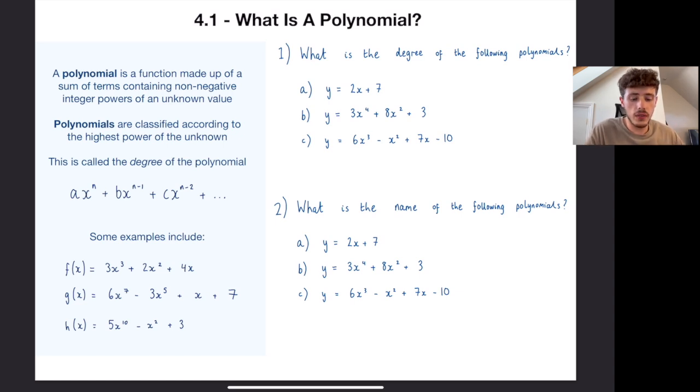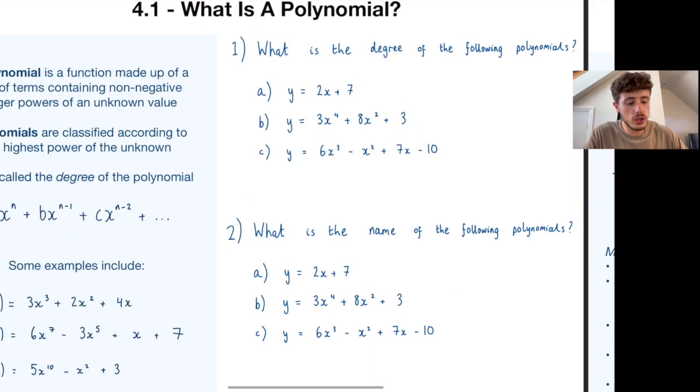The way we classify a polynomial depends on the highest power of the unknown term, which in most cases is x. So, for example, a quadratic that a lot of you would have seen before, x squared plus 2x plus 6, will be a degree 2, because the highest term has a power of 2. And as you can see at the bottom, some examples that we have: 3x cubed plus 2x squared plus 4x, 6x to the 7 minus 3x to the 5 plus x plus 7, and also that one at the bottom. So let's look at question number 1.